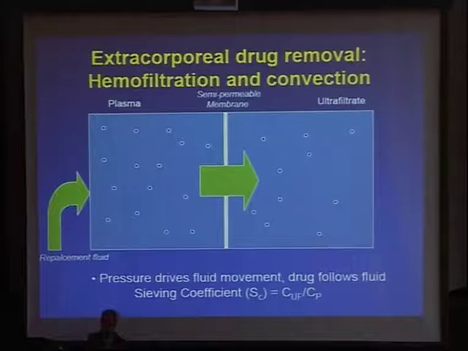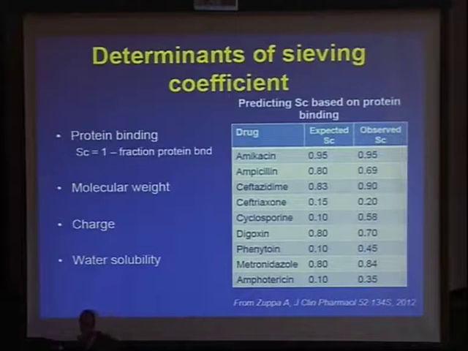And the one thing that really determines the possibility of a drug to cross the hemofilter is what we call the sieving coefficient, which is the concentration in the ultrafiltrate divided by the concentration in the plasma. When the sieving coefficient approaches 1, this means that the drug can easily pass. Like if you look here at amikacin, for instance, it's 0.9, and ampicillin 0.8. This means that the drug can easily pass through the hemofilter. Whereas if you compare this to ceftriaxone and cyclosporin, you find that the sieving coefficient is low.